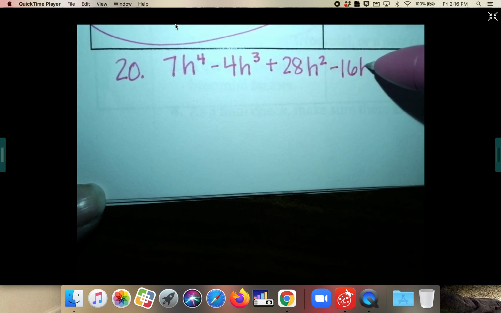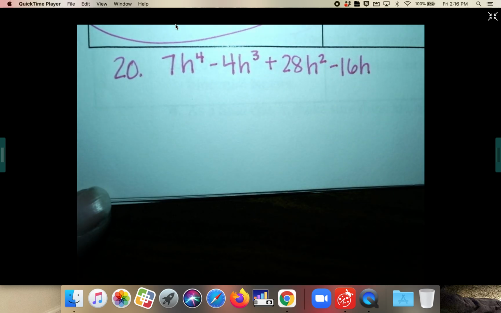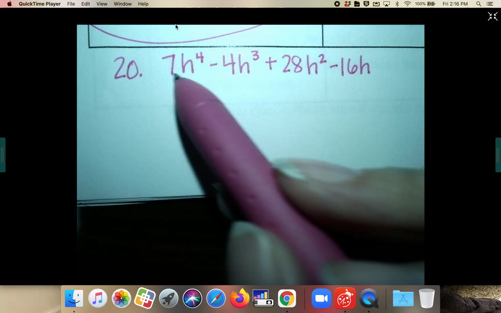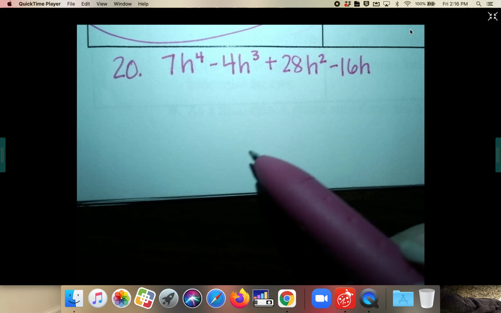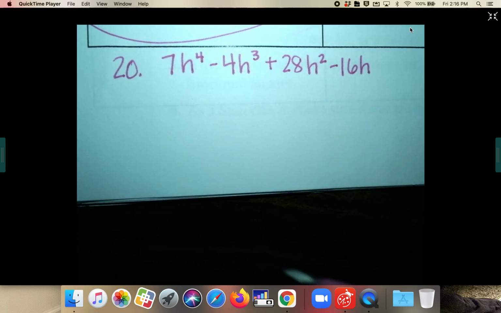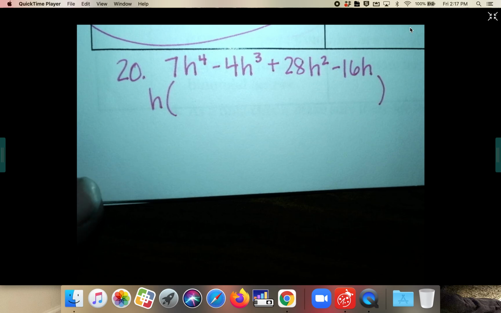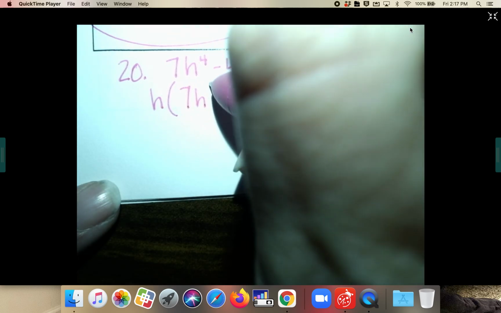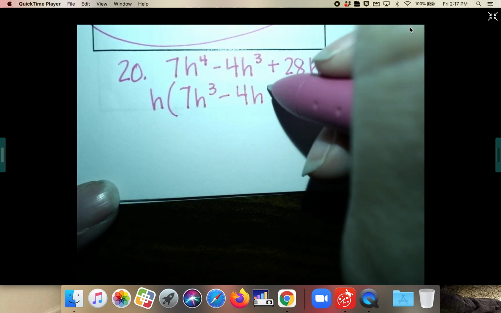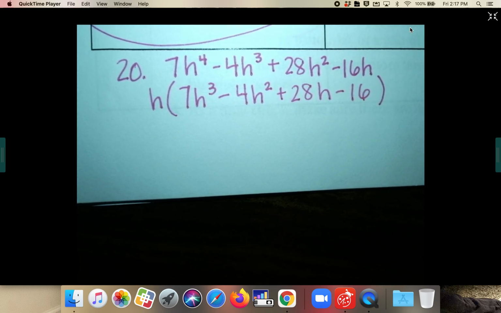minus 16h. As I looked back over that, I thought that doesn't look quite simplified, and it's not, because there's a lot more I could have done. So the first thing I'm going to do is, I can't pull anything out of a 7 or a 4 because they're prime. But I can pull out 1h from all 4 terms. So that's what I want to do first. So if I pull out one of the h's, it will leave 7h cubed minus 4h squared plus 28h minus 16, and now I can group it.